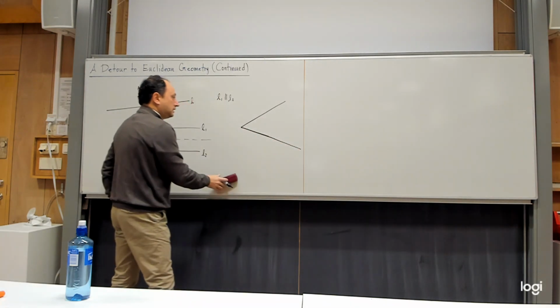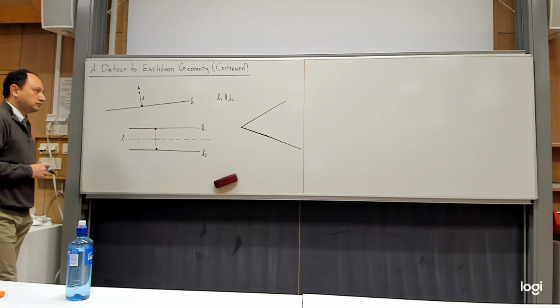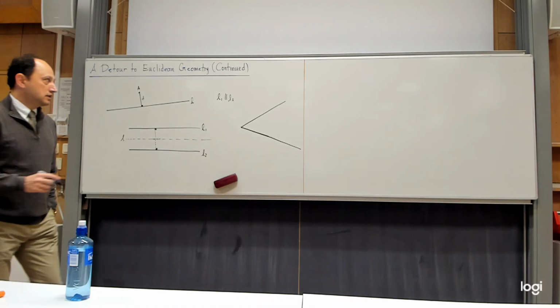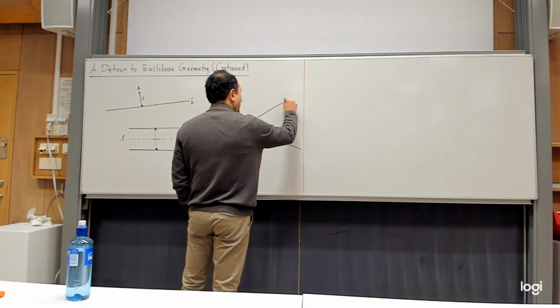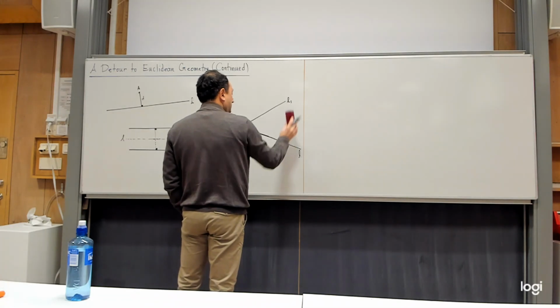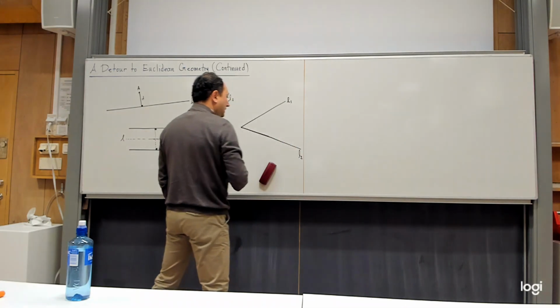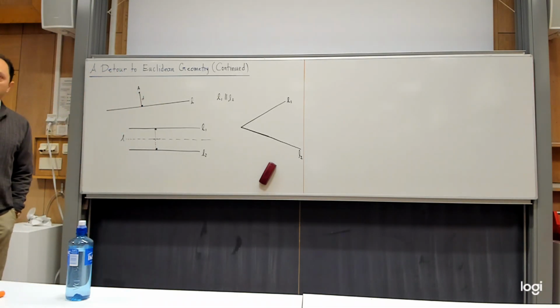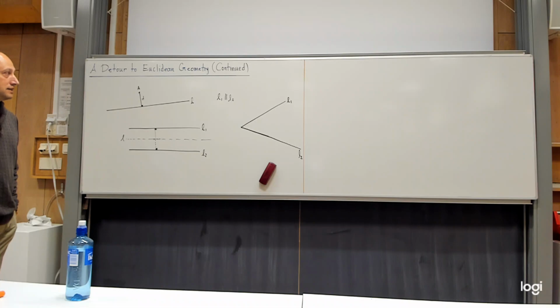So, what do you think in this case? My question is again the same. Here, let me call it ray L1, and L2. And I'm asking you the same question. What is the locus of points that are equidistant from these two rays, L1 and L2?